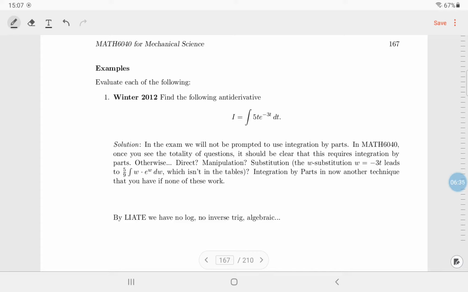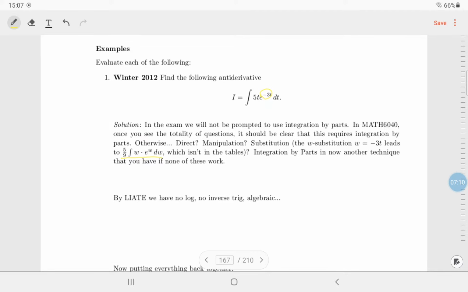In terms of a substitution, you could try a substitution, and the only reasonable shout is to let w be equal to minus 3t, because it's inside the exponential function. And you can carry that through, but you just end up with this thing, which isn't in the tables. You can't do any more manipulation, and you can't do another substitution. So the w substitution simply doesn't work. So now you would try integration by parts.